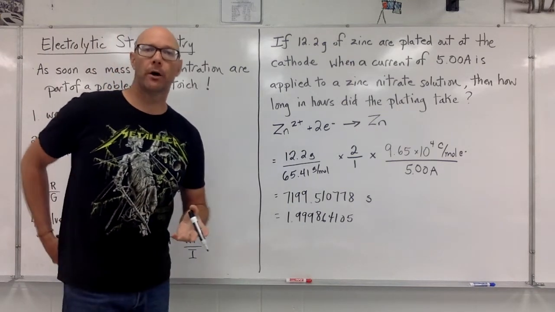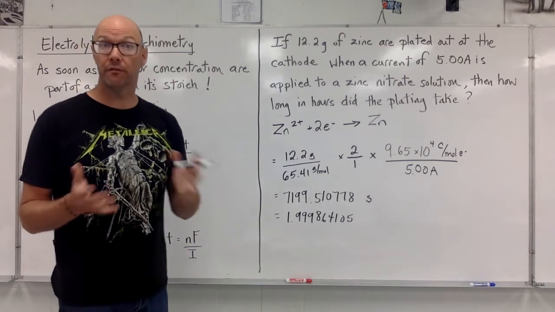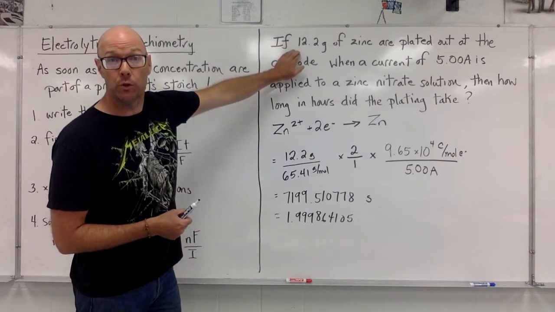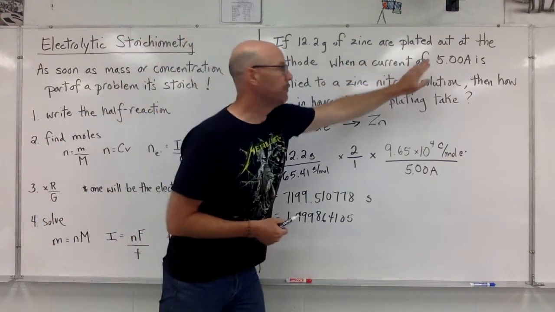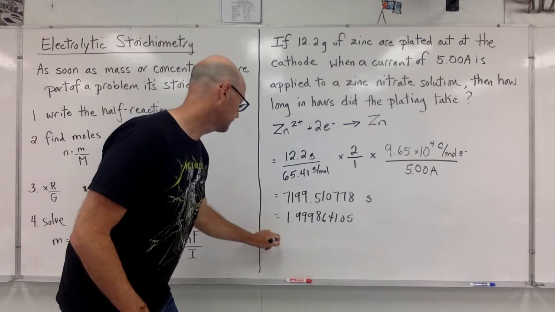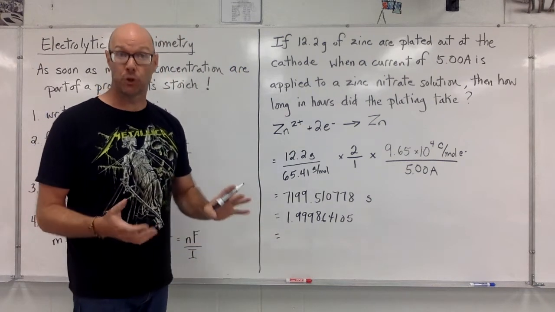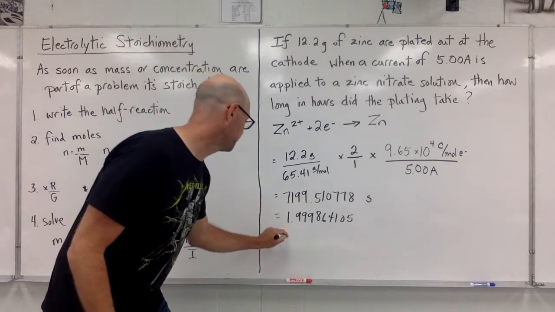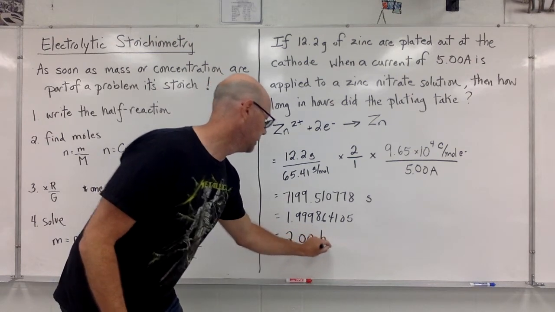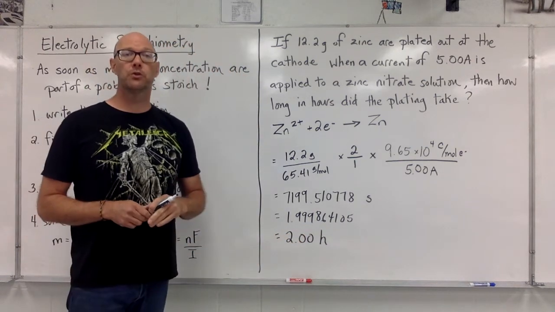We need to worry about our significant digits to finish it off. Back to the question, 12.2 grams, 5.00 amps. Those have 3 significant digits. I need to round off my answer so that it has 3 significant digits. 2.00 hours.